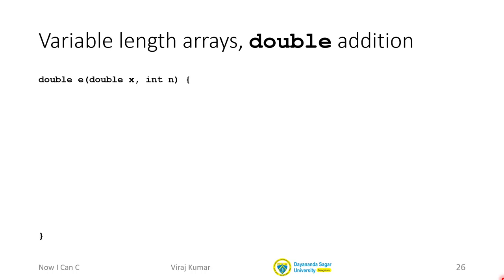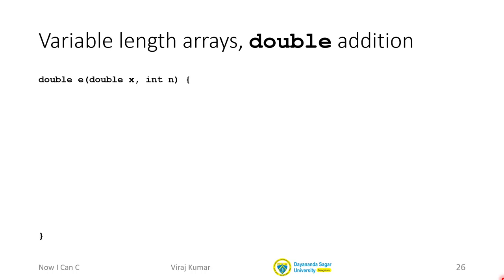In the previous video, we had seen this function e to approximate the value of e to the power x. And I had mentioned that the explanation for the curious behavior that we saw is beyond this basic course. Nevertheless, I'm going to show you some peculiar behavior involving doubles that you should be aware of.